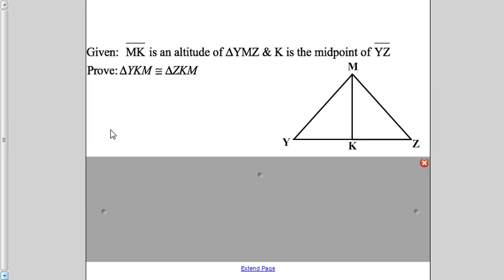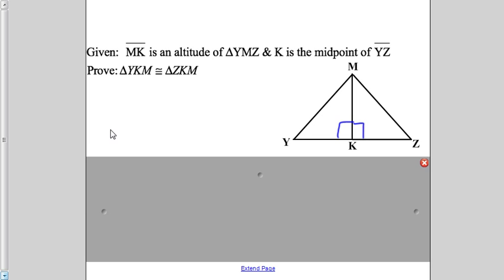Write down given MK is an altitude of triangle YMZ, and K is the midpoint of YZ. Prove the triangles are congruent to each other. What does an altitude do for us? How does that help us? Altitude makes 90-degree angles. So we can mark those.